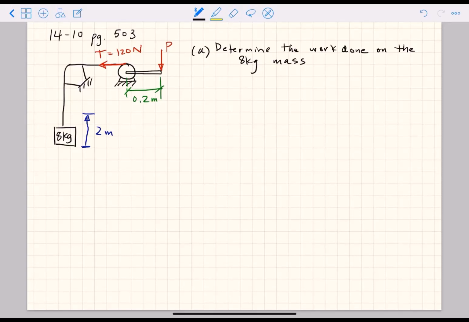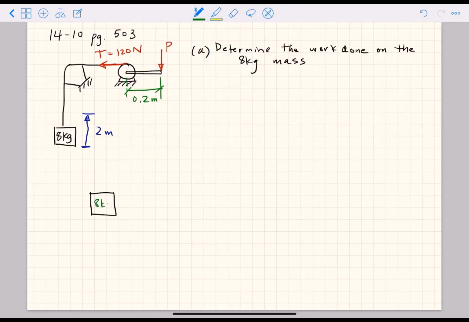So in this problem, there are actually, again, 2 different bodies. There's the 8 kilogram mass, that box, the block, whatever you want to call it, and then there's the actual winch. So what you would have to do is draw free body diagrams for each. For part A, all we really care about is a free body diagram for that block.